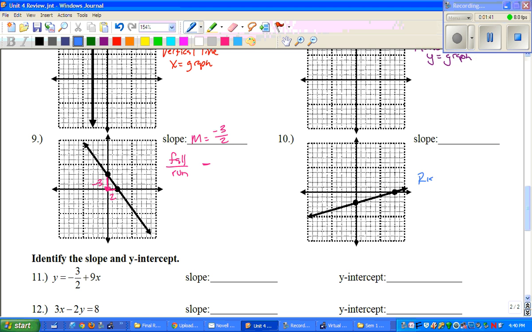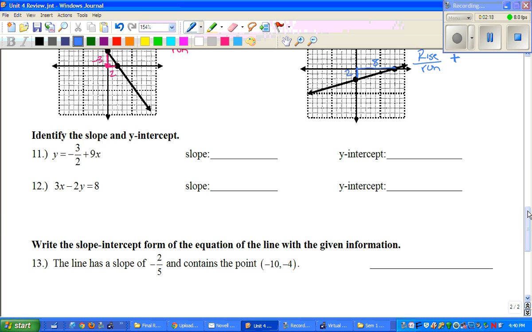Now 10 is rise over run, so this is going to be positive. Count how many you go up to how many you go over. Okay, counting that out, you should get 8. So our slope is 2 over 8, but we can actually reduce that. And what does that reduce to? Oh, that's what it is. Okay, our slope is 1/4.